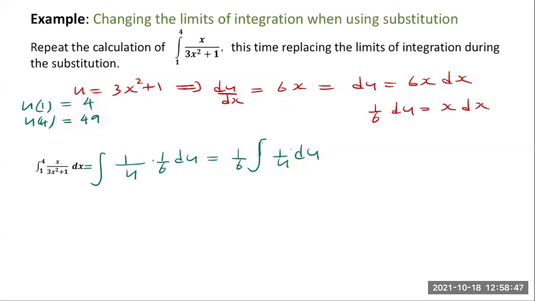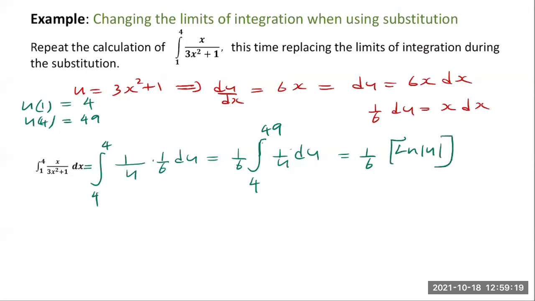Now let me put those limits here. That is 4 to 49. The definite integral from 4 to 49 of 1 over u times 1 over 6 du. Again here, 1 over 6 walks out, 4 to 49. Now, if you integrate this one, you know how to integrate this function with respect to u. So you will get 1 over 6 times ln absolute value of u.